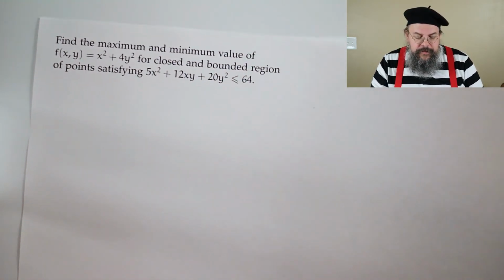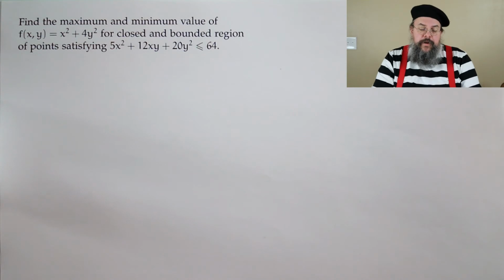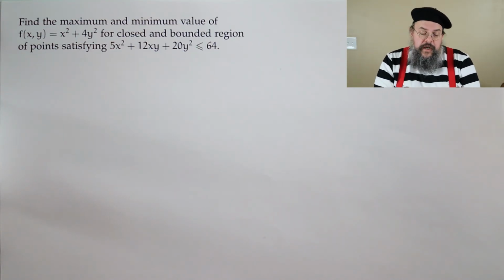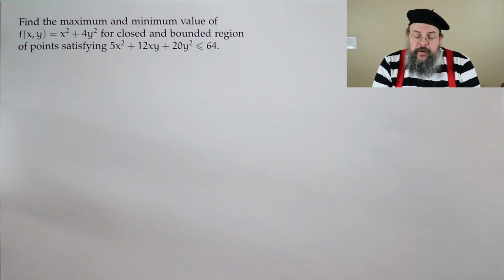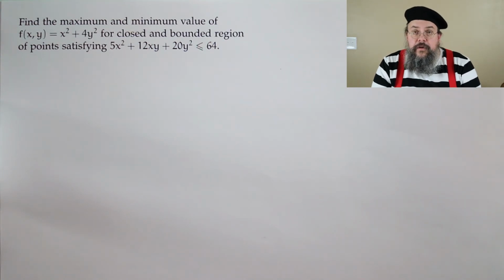Well, I think we have time for one more. One more problem to finish us up. Our last one for this session. Find the maximum and minimum value of the function x squared plus 4y squared for a closed and bounded region of points satisfying 5x squared plus 12xy plus 20y squared is less than or equal to 64.